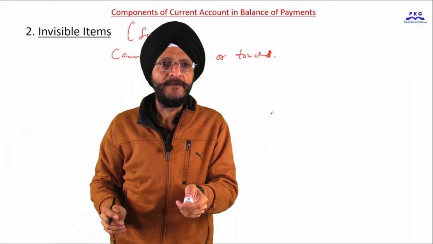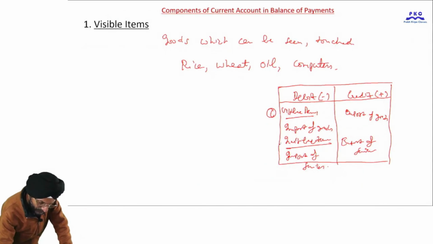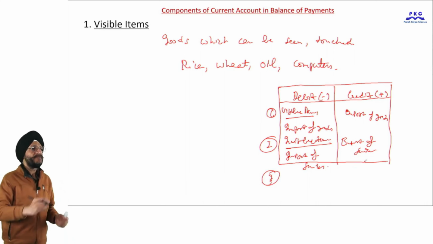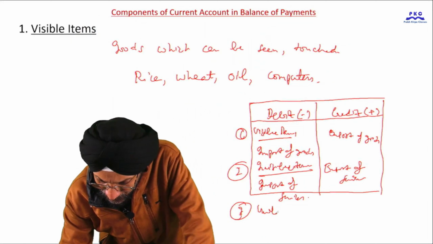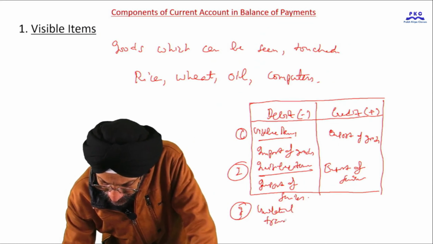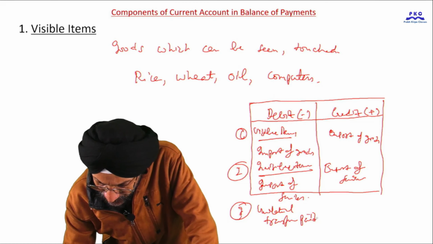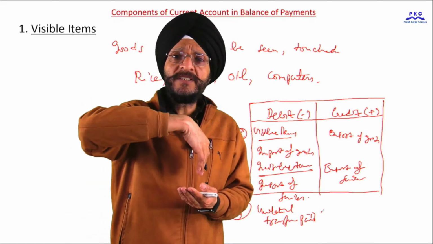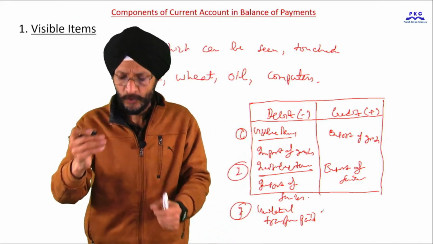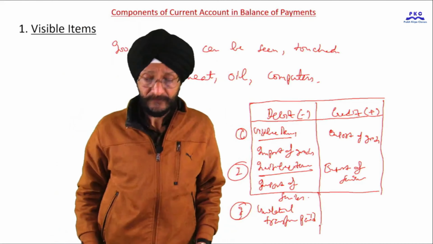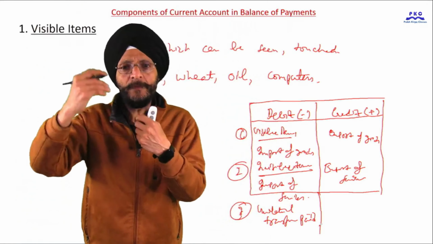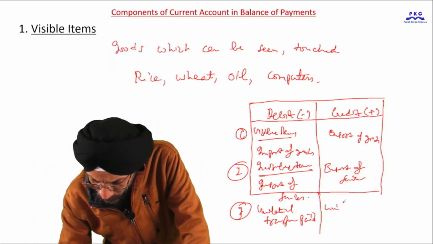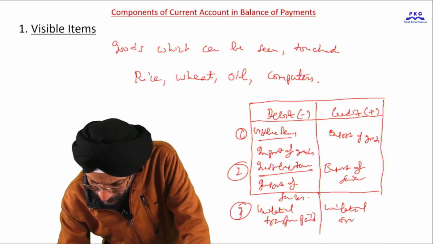How are these entered? These are the visible items, these were invisible, and then comes unilateral transfers. If we make payments of unilateral transfers, that is, transfers paid, foreign exchange goes out. There is outflow of foreign exchange. So these are recorded on the debit side. When we receive unilateral transfers, foreign exchange or money comes in. So unilateral transfers received are recorded on the credit side.